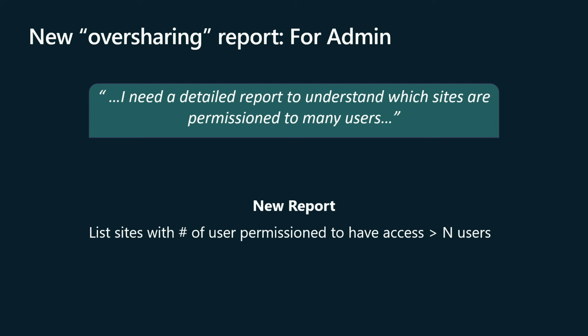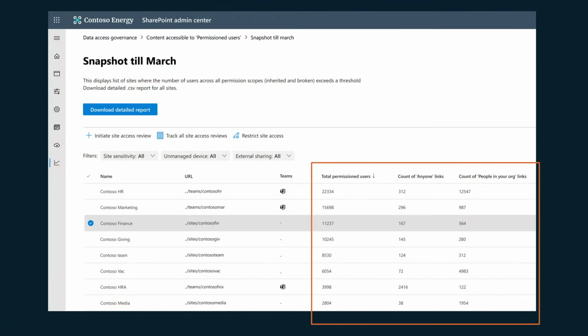And the response to that is our new report, where you can go and say, and I'll show the demo, hey, show me all the sites where resources are permissioned to more than, let's say, 500 users or 1,000 users. Whatever is your definition of oversharing, you can run that. As an outcome, there are 3 parameters that we highlighted.